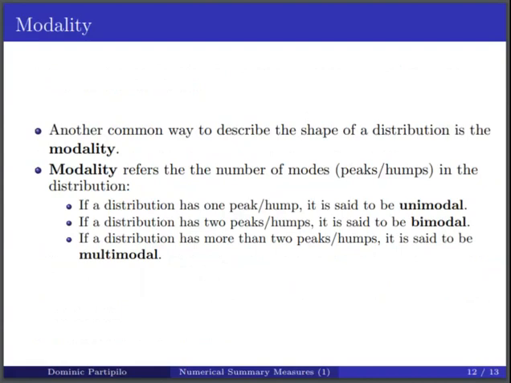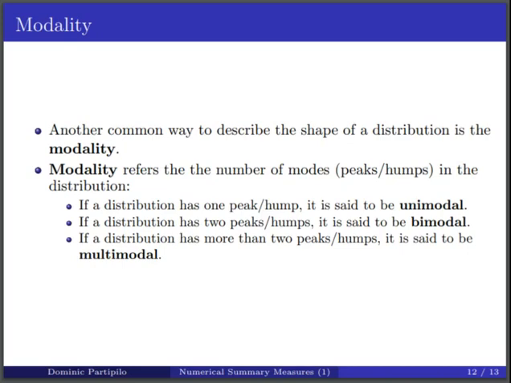So another common way to describe the shape of a distribution is called the modality. And the modality refers to the number of modes, hence modality. And the modes are just the peaks or the humps in the distribution. You can think of them that way. So if a distribution has one peak, then we say it's unimodal. And if a distribution has 2 peaks, then it's said to be bimodal. So notice these prefixes here. Uni means 1, bi means 2. So 1 peak means unimodal, 2 peaks means bimodal. And if a distribution has more than 2 peaks or humps, it's said to be multimodal.